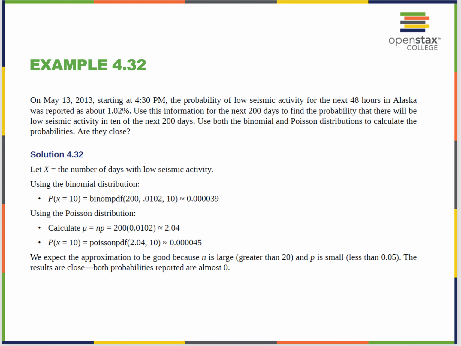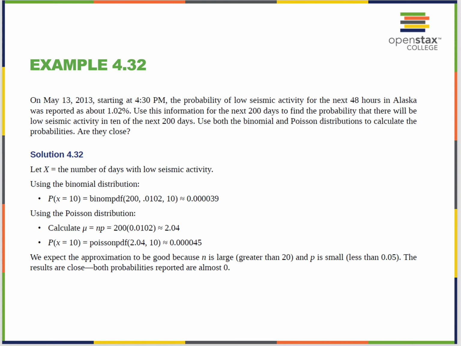And then there's one more. The probability of a low seismic activity. So on May 13th, 2013, starting at 4:30 in the morning, the probability of low seismic activity for the next 48 hours in Alaska was reported to be 1.02%. Use this information for the next 200 days to find the probability that there will be low seismic activity in 10 of the next 200 days. So I have a probability of next 48 hours is 1.02.